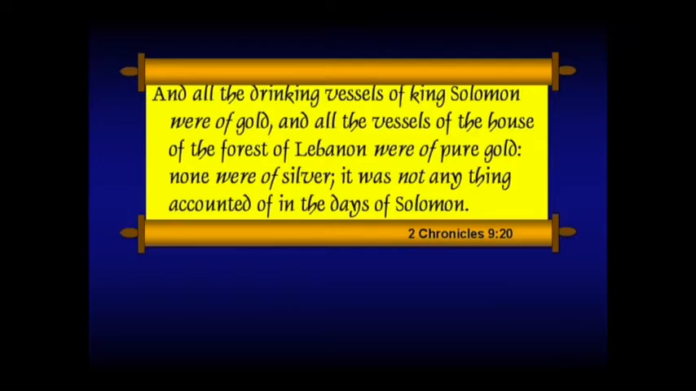And all the drinking vessels of King Solomon were of gold, and all the vessels of the house of the forest of Lebanon were of pure gold. None were of silver. It was not anything accounted of in the days of Solomon. That's an interesting remark because, in the days of the Egyptian Empire, much earlier, there were times that silver was very valuable because it was hard to find.